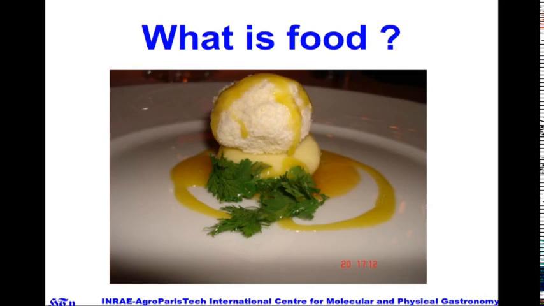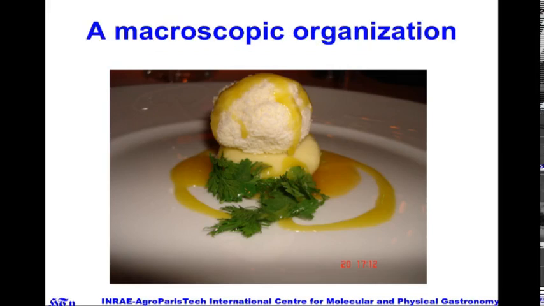What is food? Here, in this picture, we have a dish, and a dish is clearly what the English people name food. This dish has been produced by a chef, I mean a three-star chef, and there are various parts. This is quite obvious. So indeed, this organization is at macroscopic level. We just see with our eyes.